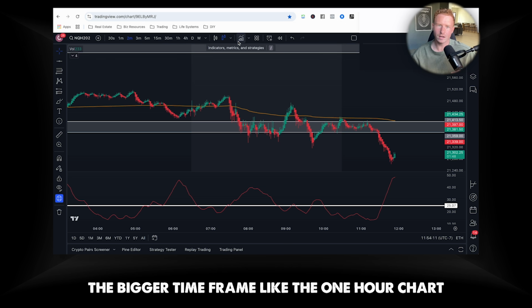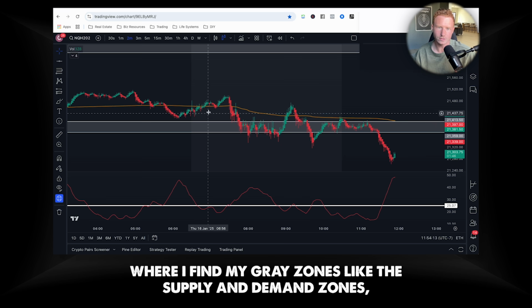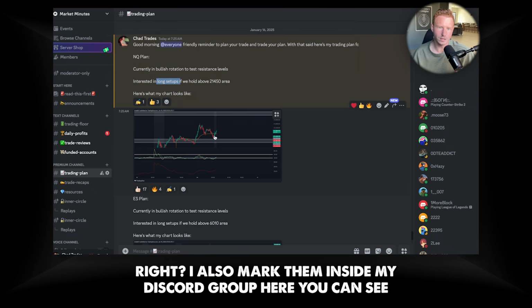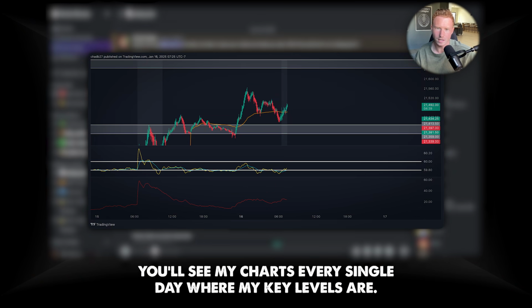The bigger time frame, like the 1 hour chart where I find my gray zones, like the supply and demand zones, right? I also mark them inside my Discord group here. You'll see my charts every single day where my key levels are.